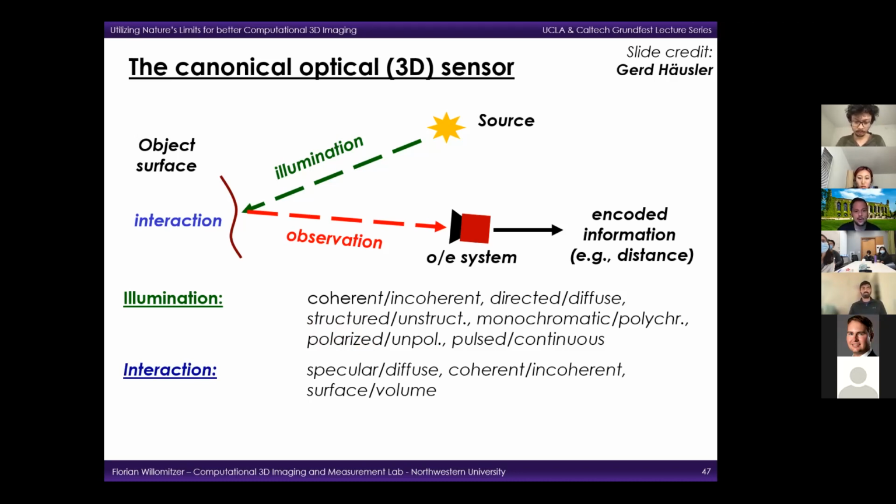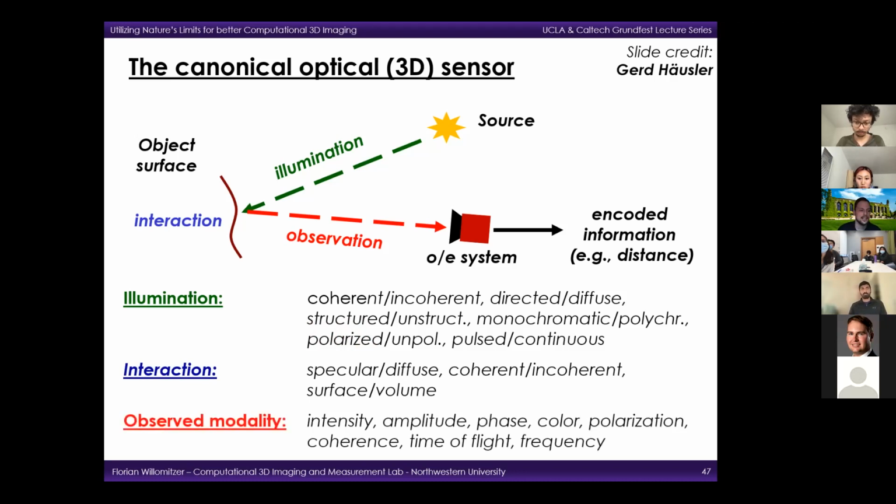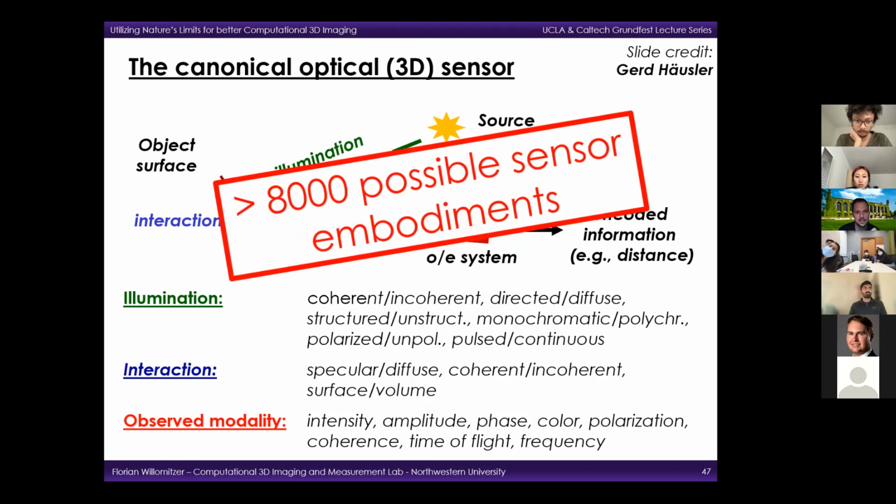And finally, we also have to decide which modality we want to observe. Is it intensity? Is it frequency? Is it time of flight? And so on and so forth. And now comes the gag. All these possibilities sum up to over 8,000 possible sensor embodiments that everybody of you can actually invent.